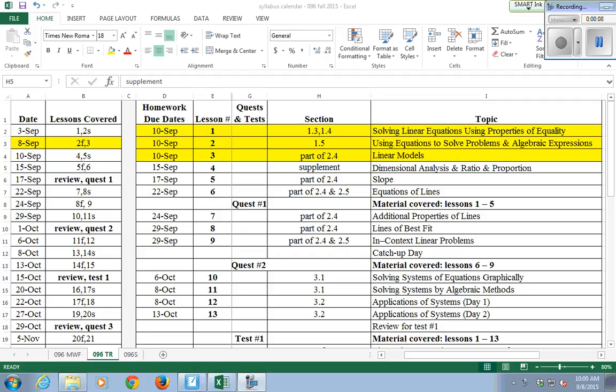As I'm always going to typically start class by pulling up our syllabus calendar. This is on the back page of your syllabus, so you have a copy of this, just so you can see where we're at for today. If you remember last class, we did all of lesson 1 and we started lesson 2 where I did the demo part. Today we're going to finish lesson 2, which is the activities.